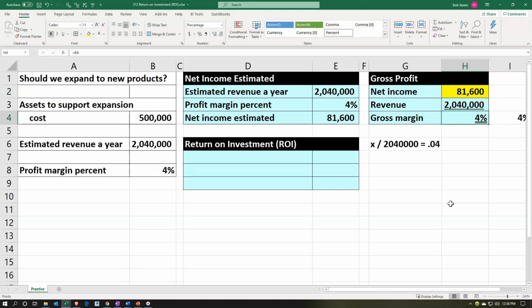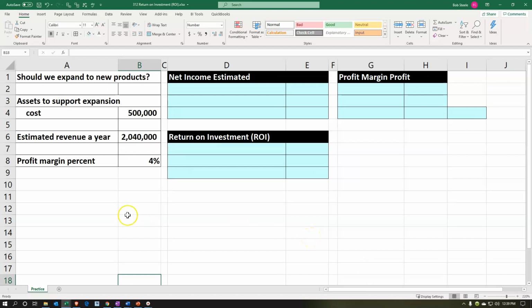If we want to use the gross margin, not the profit margin, the gross margin percent. Here we are in Excel. We have our information on the left-hand side. We're going to put that into the blue area into our worksheets on the right-hand side, focusing in on the return on investment, ROI calculation.